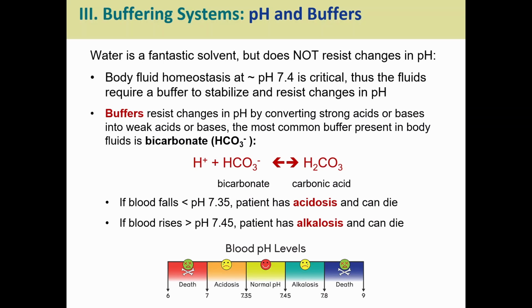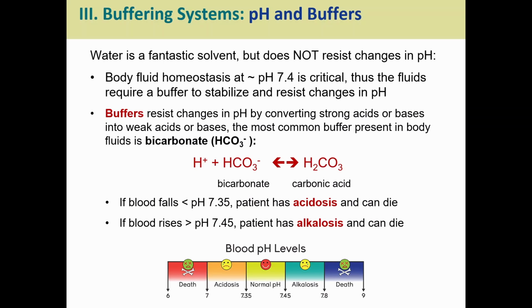Now, we said that there's a very narrow range. So about 7.4 is considered a normal pH of the blood. If we go down too low, 7.35, and we get lower than that, we say that the person has acidosis, meaning their blood is too acidic. If it goes over 7.45, the patient has alkalosis, too basic. Both of these can be life-threatening.